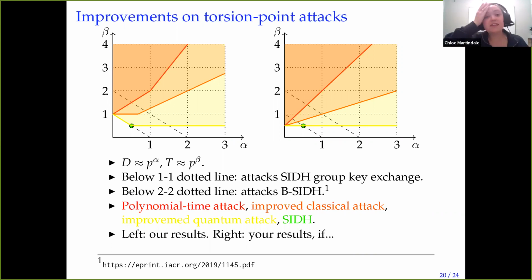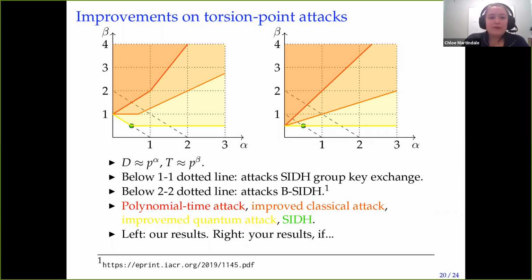And on the left, so yeah, that's our results. Everything under the one-to-one dotted line is what would apply to an SIDH group key exchange, which I think was done by a few people in the audience. And everything below the 2-to-2 dotted line is parameters that you have in a fairly new suggestion called B-SIDE.